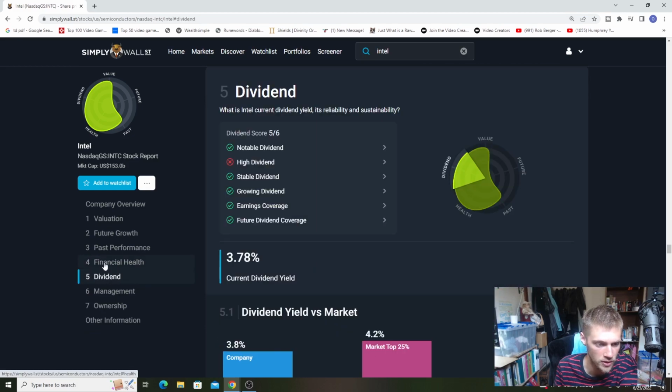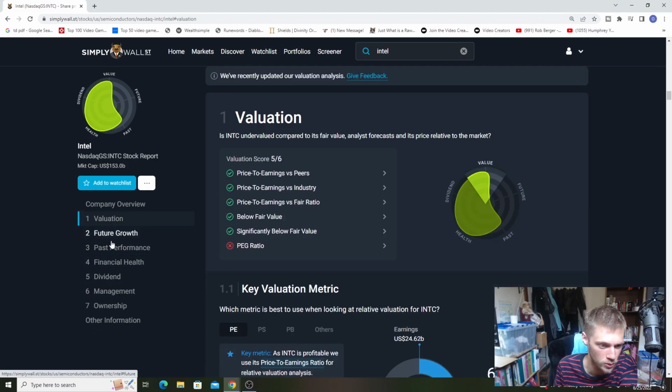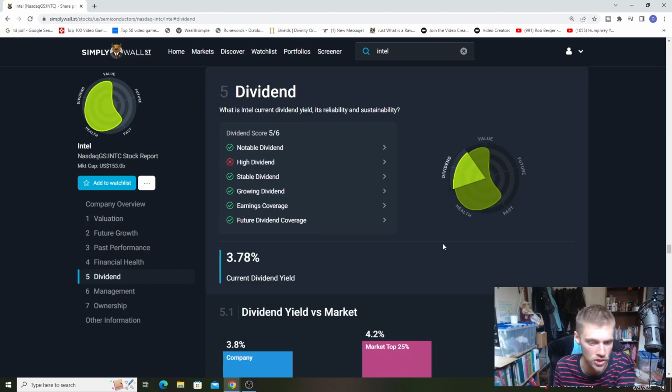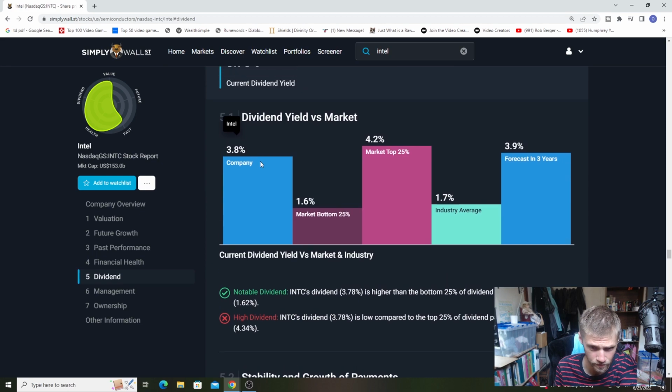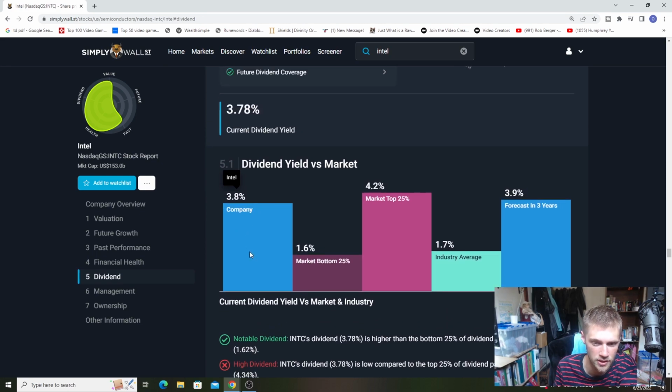We can skip down here on the side. We also have tabs we can click here to go through the different things. So let's check out the dividend, since we're dividend investors here, like dividend stocks. So what is the current dividend yield? Is it reliable and sustainable? Notable dividend. The company has a 3.8% dividend, and you can see the different market and different industries.